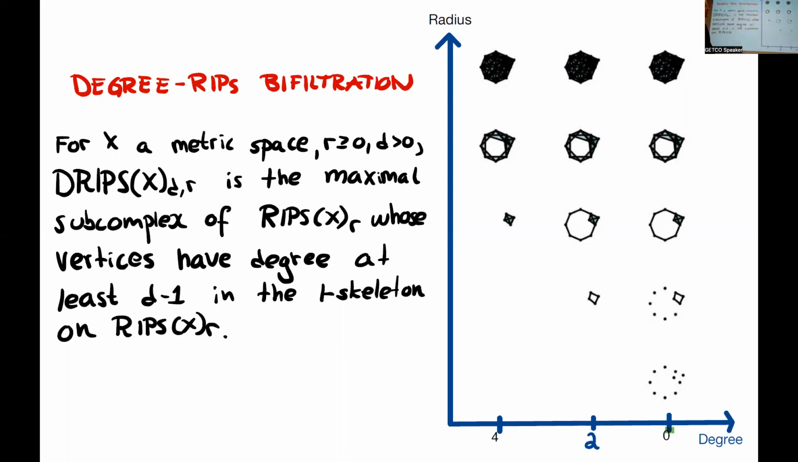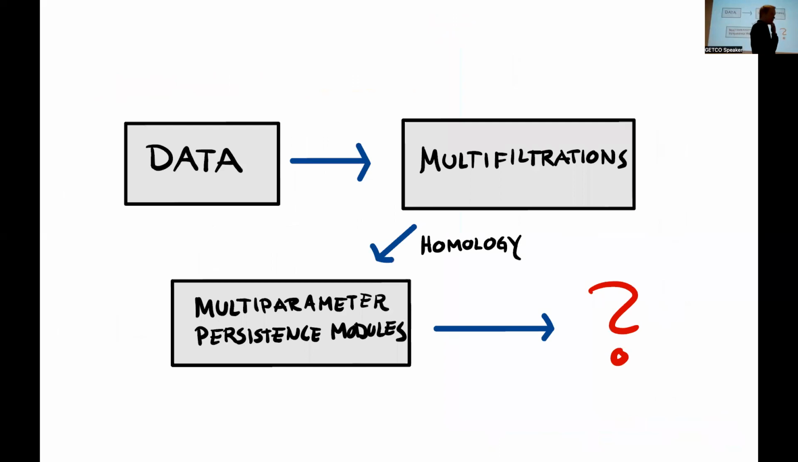Now, of course, this is just for simplicity. There will be a degree 3, a degree 1, a degree 5, etc. So this is a degree Rips bifiltration. Now, of course, the degree of a point should be a proxy for its density. Right? So a higher degree means that you are surrounded by many points. Okay, good. All right, so we have data.